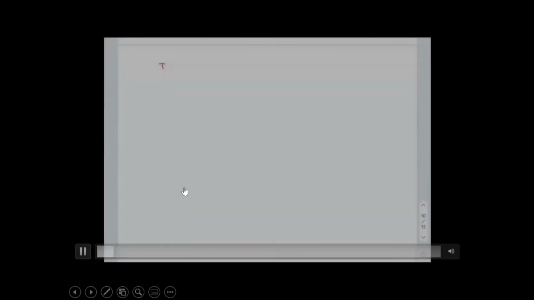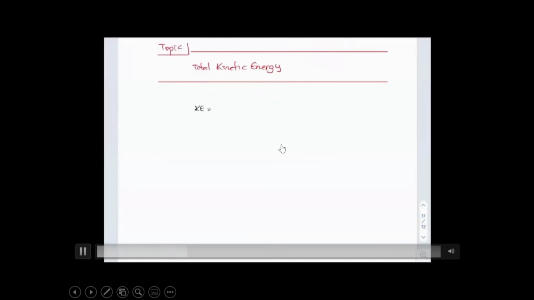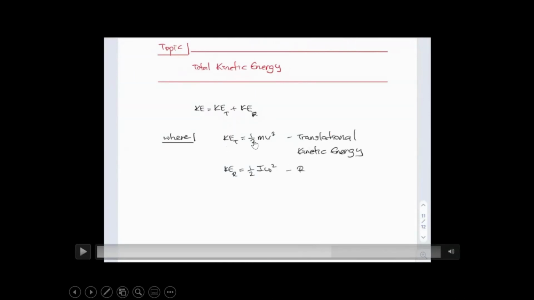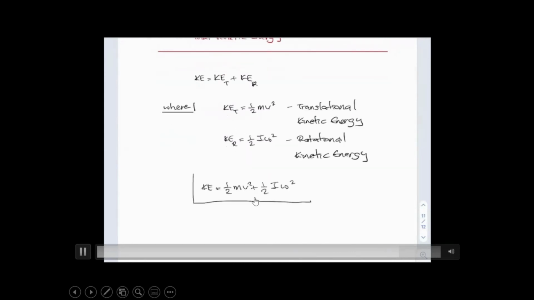Okay, so the total kinetic energy is going to be a combination of the rotational kinetic energy and the translational kinetic energy. When you add them together, this is the translational kinetic energy, so this is the kinetic energy of the center of mass, and this is the rotational kinetic energy. So you can just sum them up, and it's going to give you the total kinetic energy of the system.